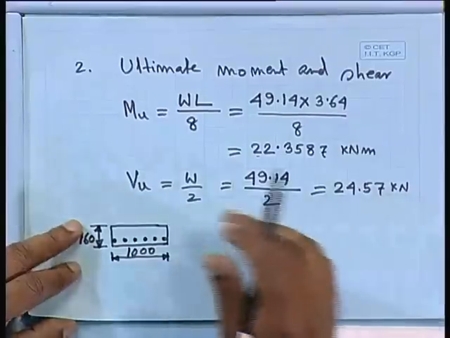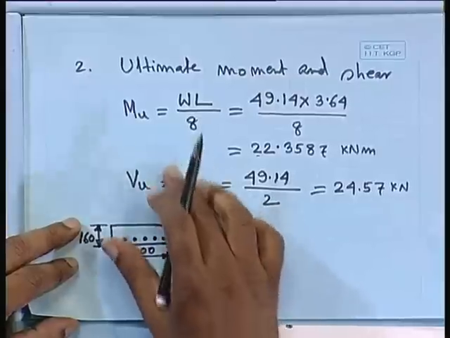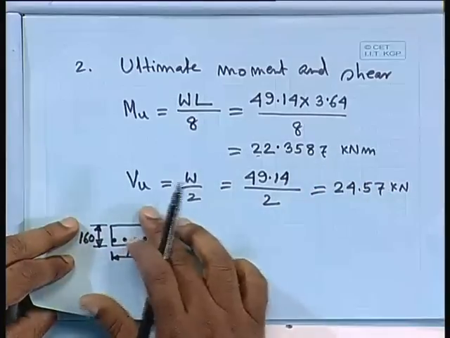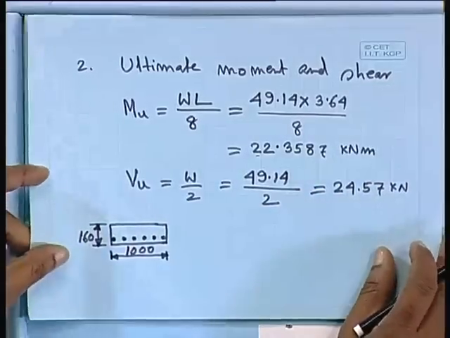Finally, we have the ultimate moment and shear which we need for design: Mu equal to 22.3587 and Vu, the shear force, 24.57. So, let us start.